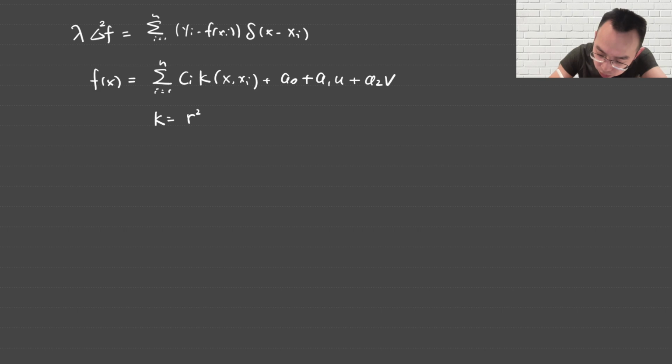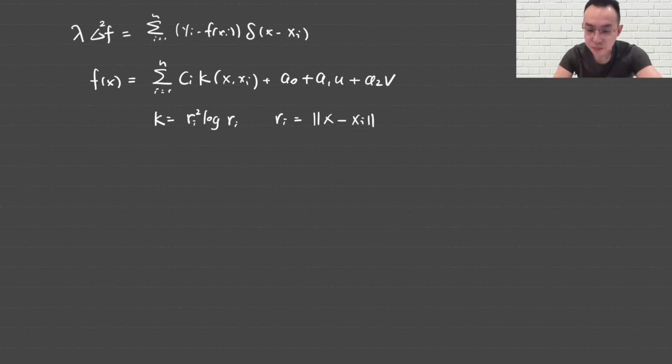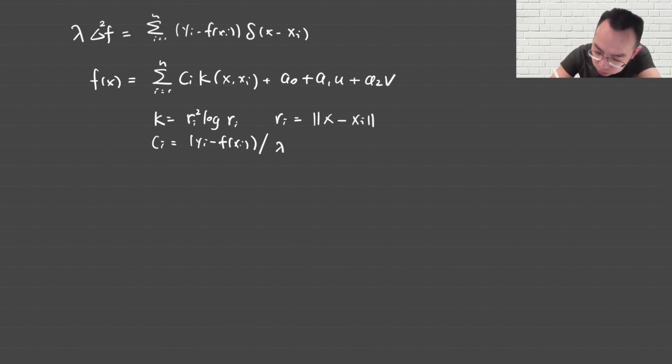It's going to be ri squared log ri, where ri equals the distance between point x and xi. Okay, so the point of the kernel function is that it can solve delta functions. And the ci, the coefficient, is actually proportional to the residual. So it's going to be yi minus f of xi. It's going to be proportional to that. I'm just going to divide by lambda tilde.